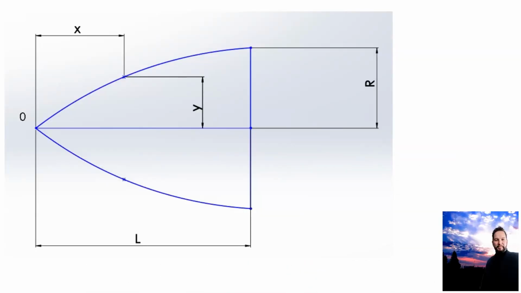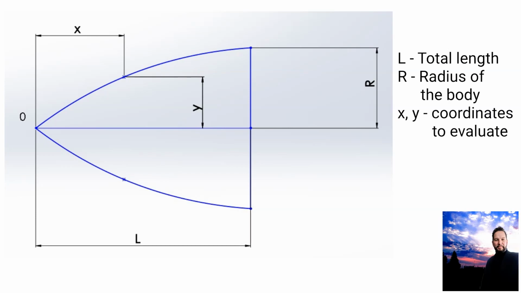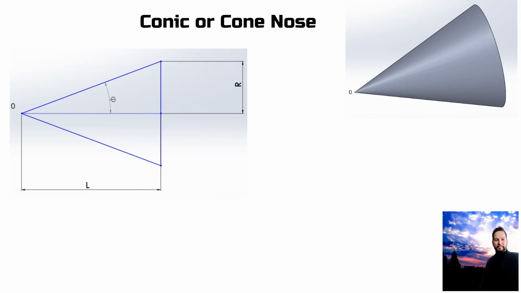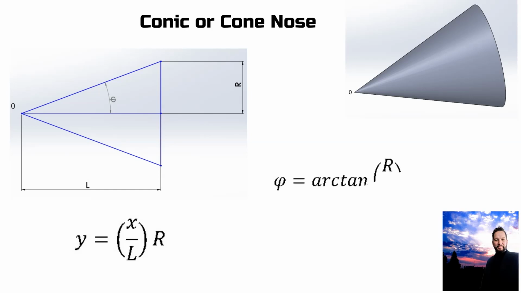In this nose cone shape figure, L is the overall length of the nose cone. R is the radius of the base of the nose cone. Y is the radius at any point X, as X varies from 0 at the tip of the nose cone up to L. For the calculation of the conic shape of the rocket nose, we use the next expression: Y equals the ratio between X and L multiplied by R. And to calculate the half angle, we use the next expression, and based on this half angle, we can calculate the radius at any point X.